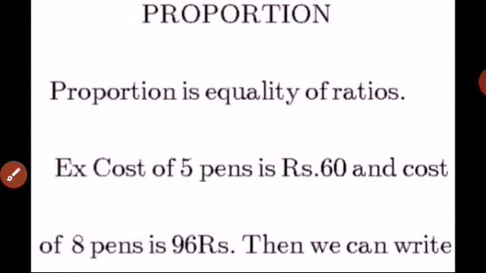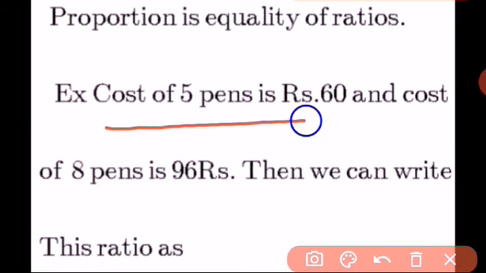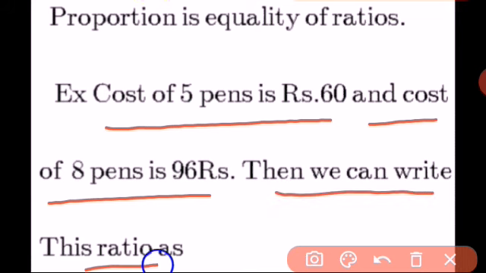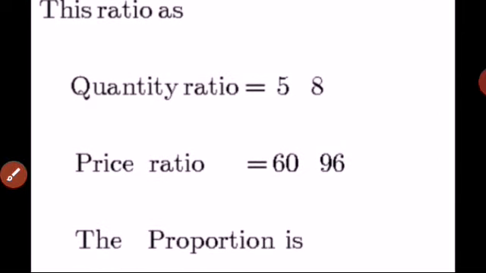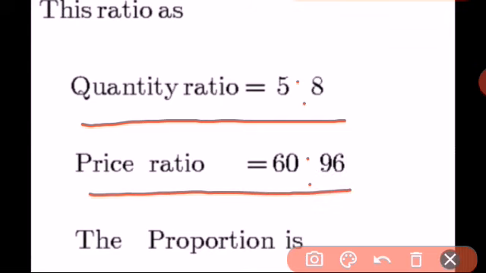I will tell you an example. The cost of 5 pens is 60 rupees and the cost of 8 pens is 96 rupees. How can we write the ratio? We can write this as 5 is to 8, 60 is to 96. The quantity ratio is 5 is to 8, and the price ratio is 60 is to 96.